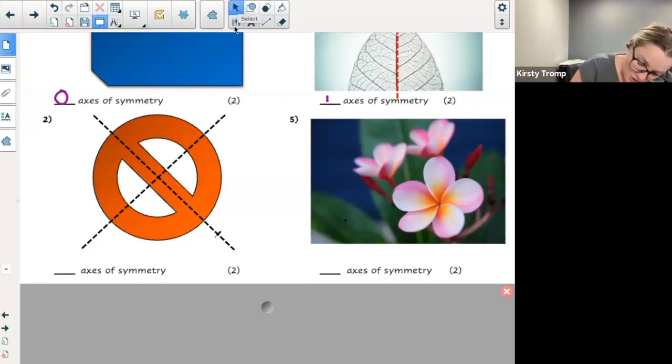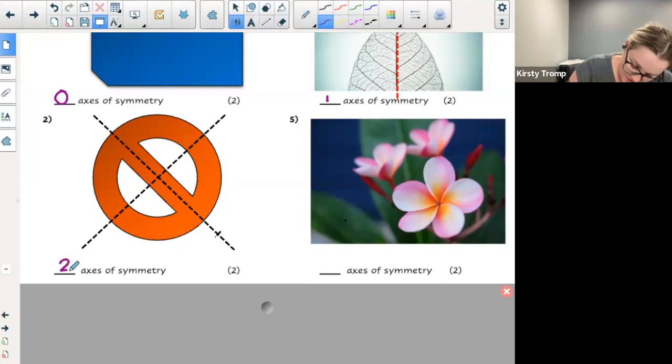So there are 2 axes of symmetry, or lines of symmetry, same thing. Well done. Thank you so much.